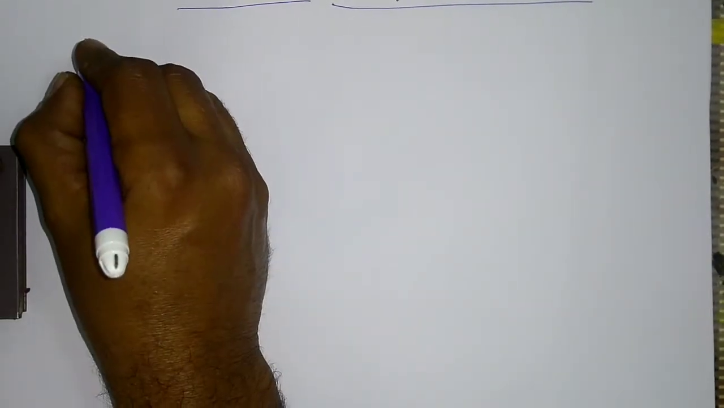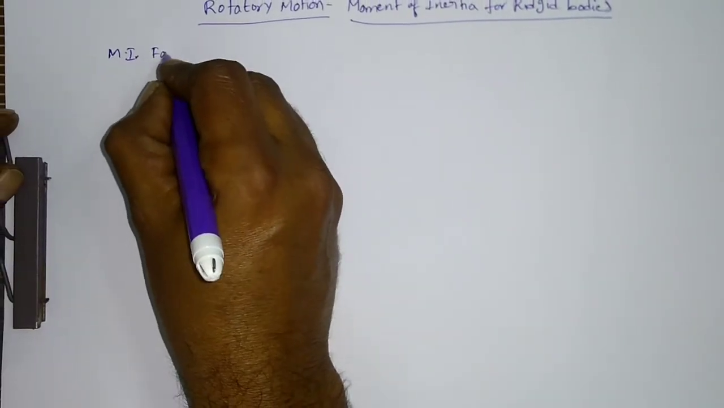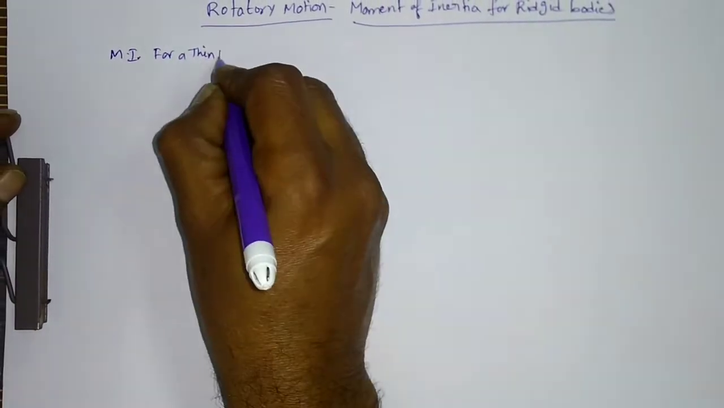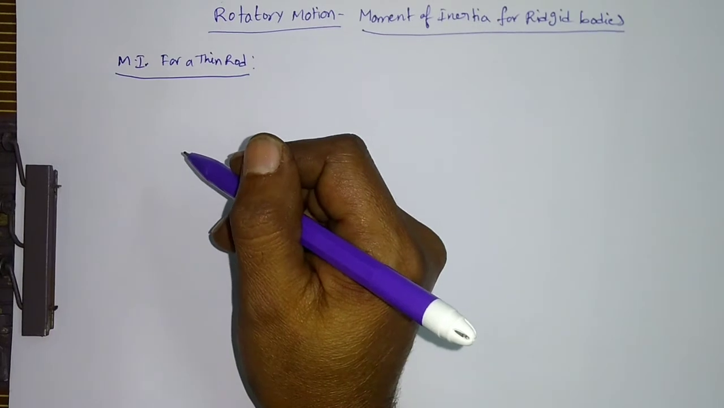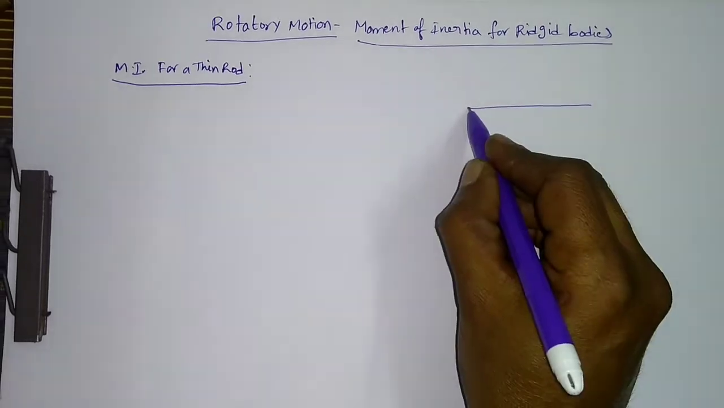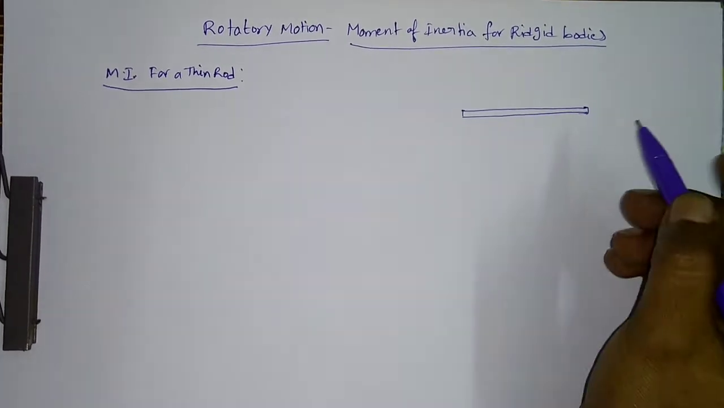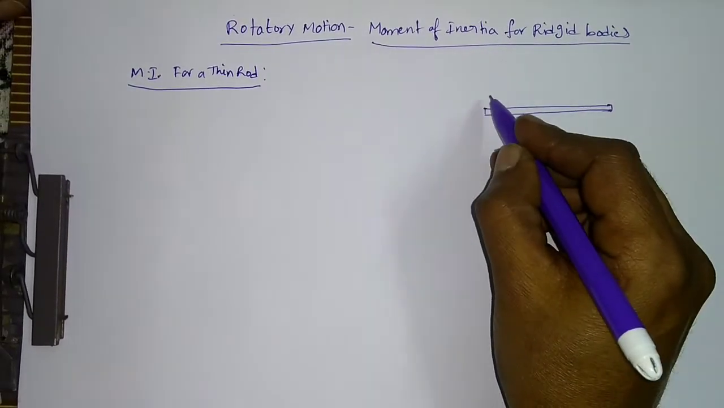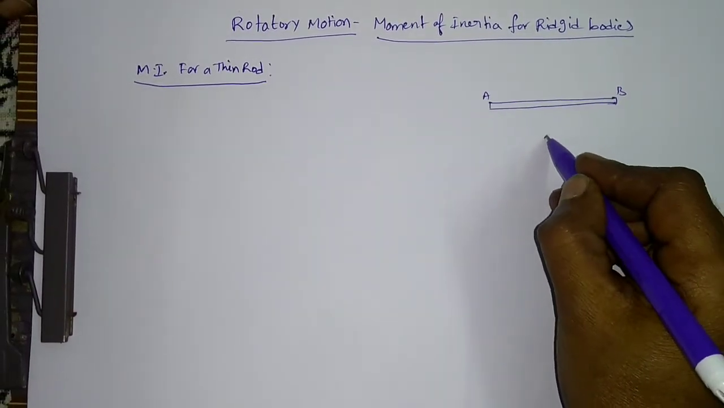So let us go for the first one: the moment of inertia of a thin rod. Moment of inertia, MI for short, for a thin rod. For this derivation, I am considering a thin rod. Compared with the length, the breadth is negligible. Let us say the rod is named AB, a thin rod of length L.